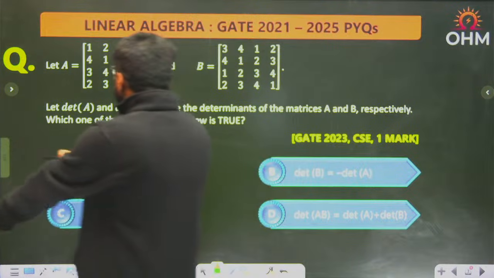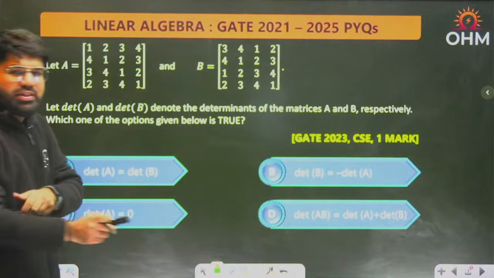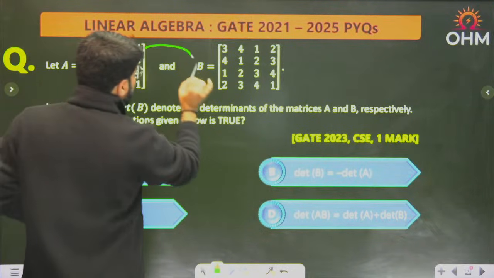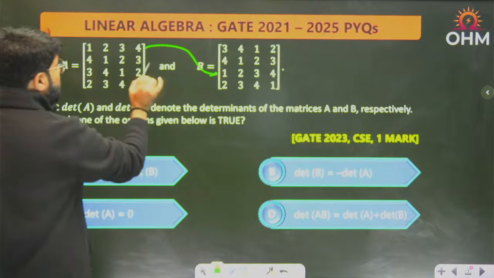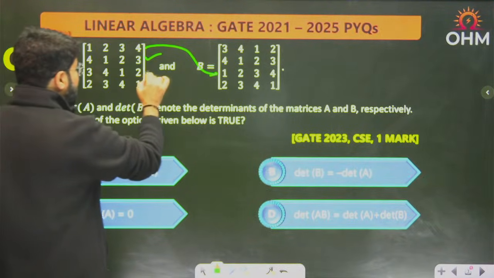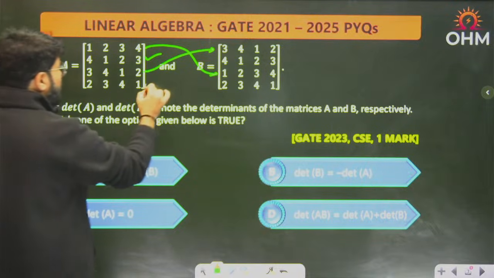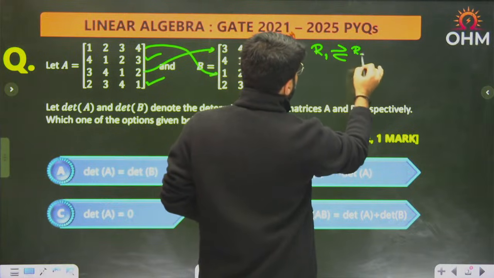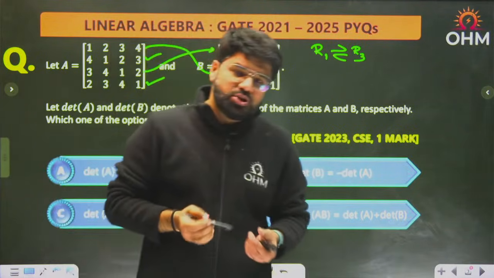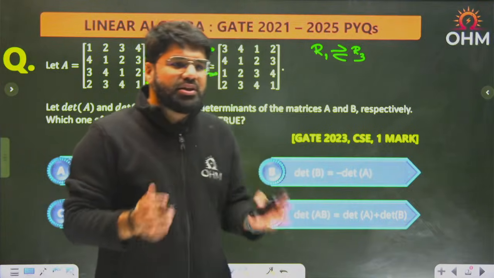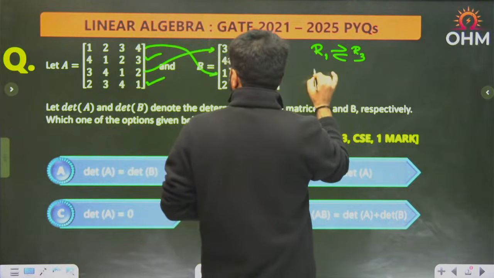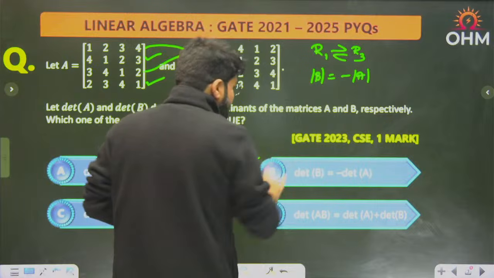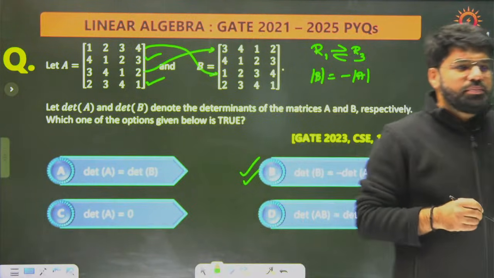You just have to see if there is any relation between the given two matrices. Here the first row is different, but the row 4 1 2 3 is the same. The third row, 3 4 1 2, I'm able to see in place of the first, and the fourth row, 2 3 4 1, is the same. So basically only two rows have been swapped, R1 is swapped with R3, and whenever two rows of a determinant are swapped, the determinant magnitude remains the same, only the sign change will occur. That means the determinant of matrix B will be just the negative of the determinant of A, and answer number B you can tick mark.